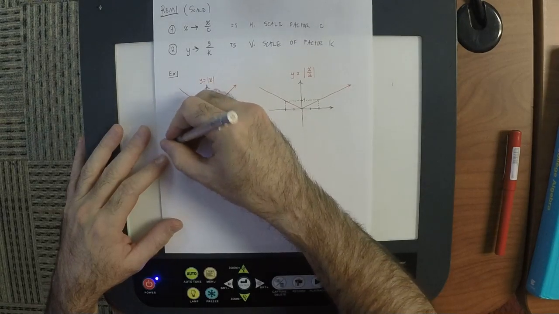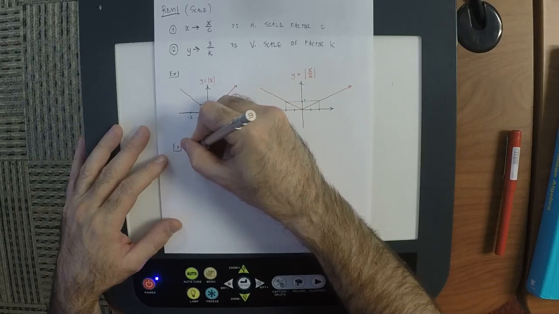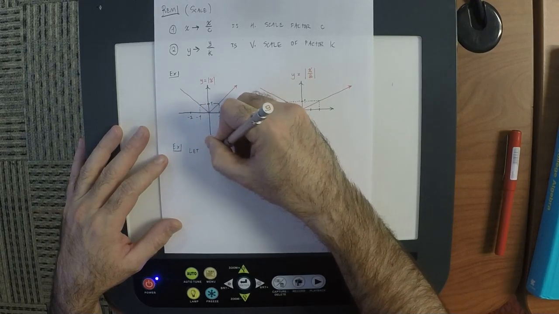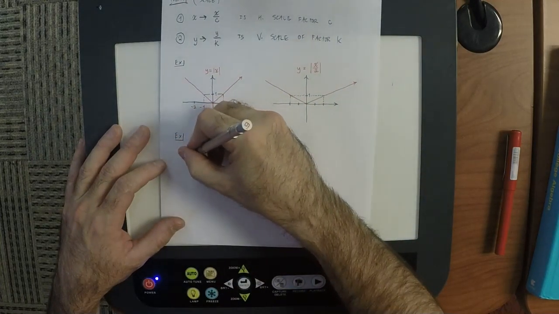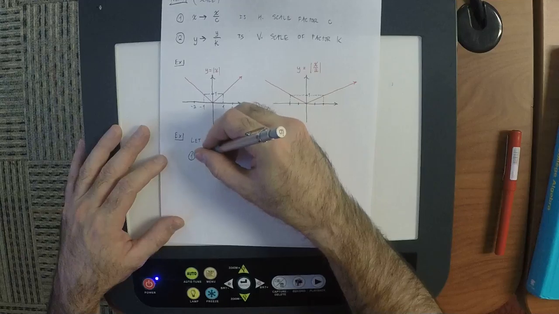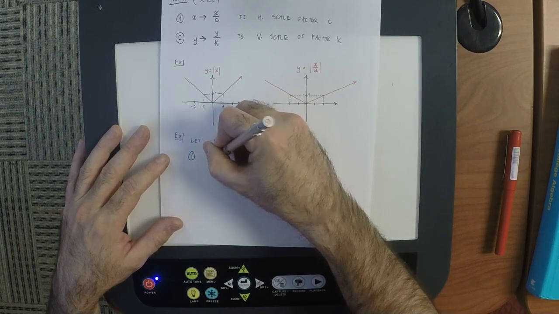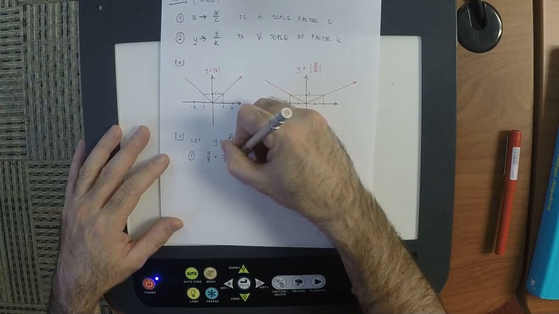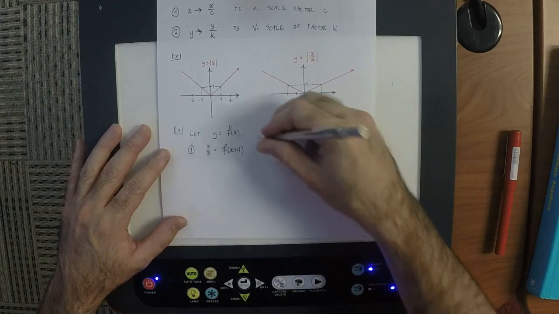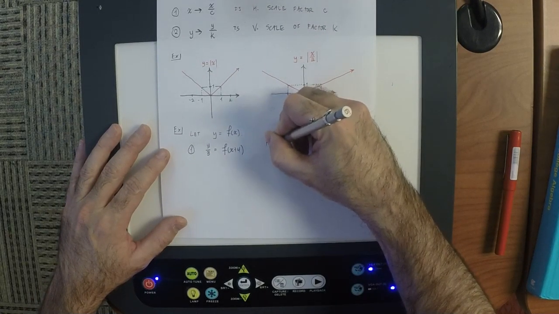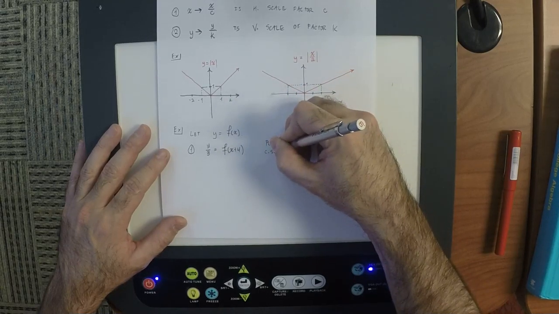How about a purely algebraic one? So suppose that we're given y is f of x. My question to you is, well, what would y over 3 equal to f of x plus 4 do? And what I want you to tell me is what it would do to the plot. And I also want you to tell me what it would do to the coordinate system.